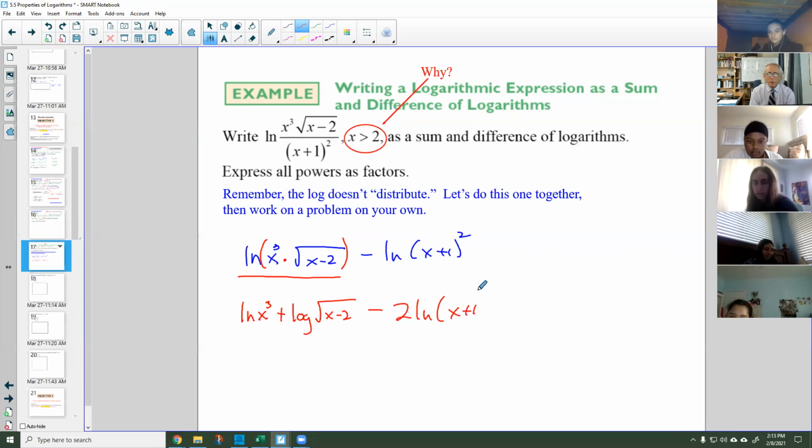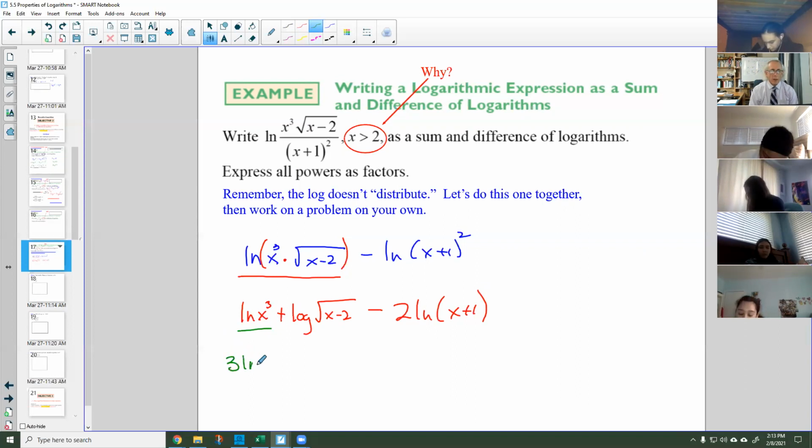Yeah, you guys are really getting onto this quickly. That's good. Okay. So now I'm looking at it again, and I want to say, is there anything else I can still do? Take it apart piece by piece here. So Sydney, is there anything I can do to this first piece here to expand it a little bit more? I don't really know what property you use, but could you put the 3 in front? Yes, that's the power property because the 3 is like a power of x. So that'd be 3 ln x.